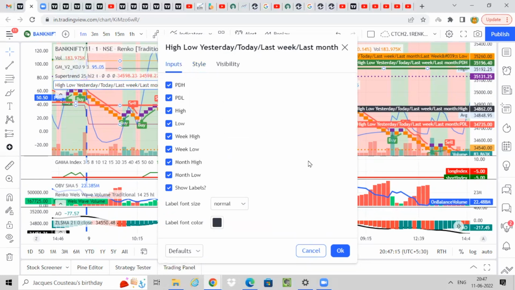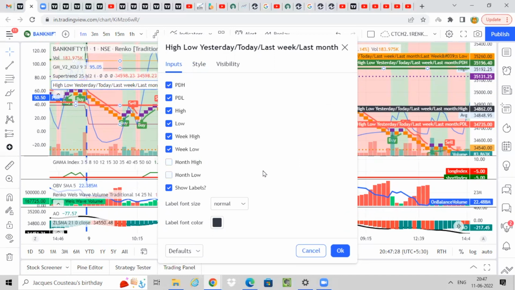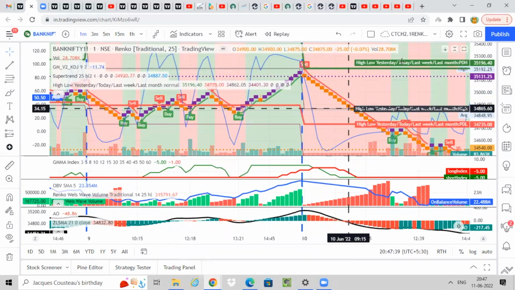See, I've added everything. Can you uncheck month low, month high for now? I don't know why I put this. Even week low, week high. Let's leave week low also. Just put okay. Please save the chart. Now that green line, go to the color again. I will show you.